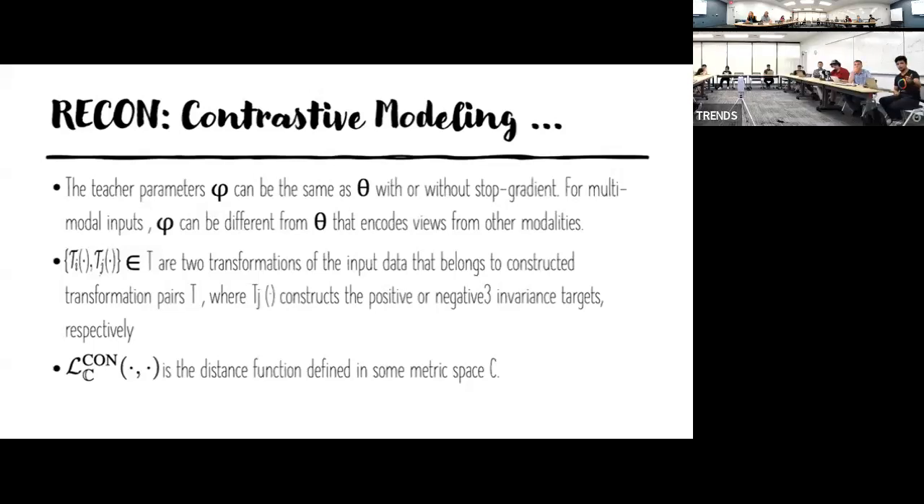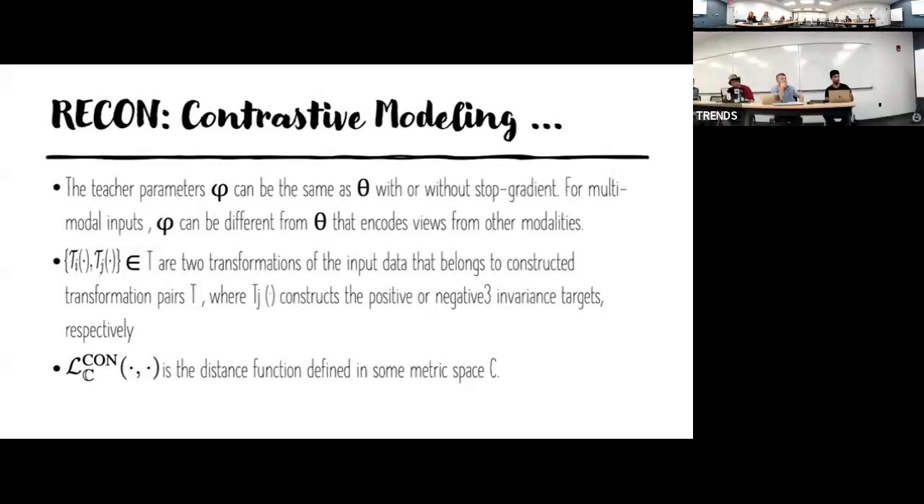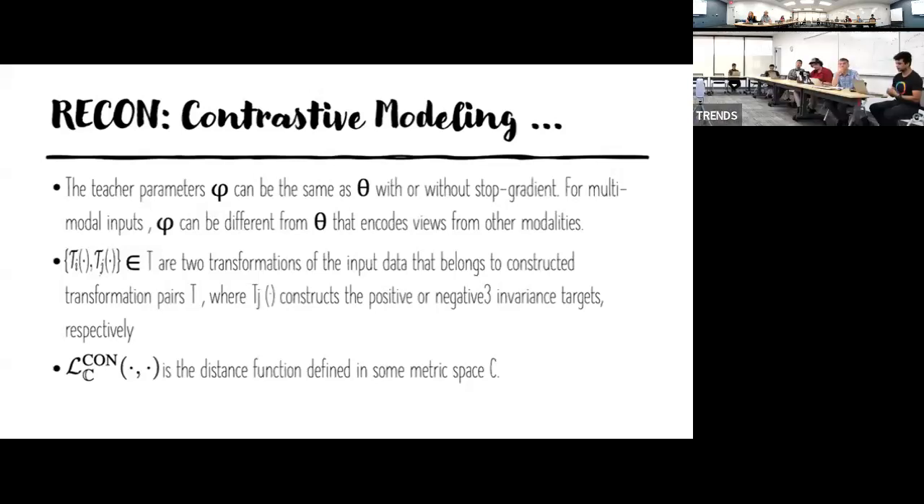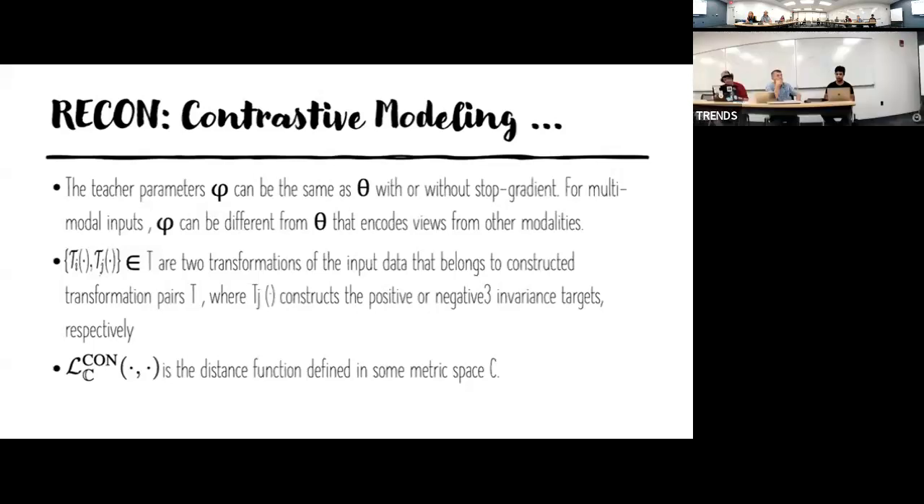Then L is the distance function, which is defined on the metric C. The distance function is something you can use however you want. They tried Infomax, L2 distance, as well as InfoNCE. So this is for the contrastive part.